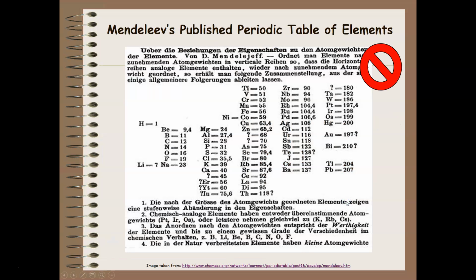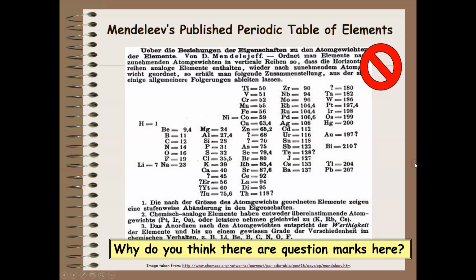This is a picture of Mendeleev's published periodic table. It doesn't look like what we're used to. It doesn't have all the little boxes. It's not lined up the same way. But you can see that he was trying to group things in columns and was trying to figure out how they would behave. One of the things you should notice is that there are some question marks on here.